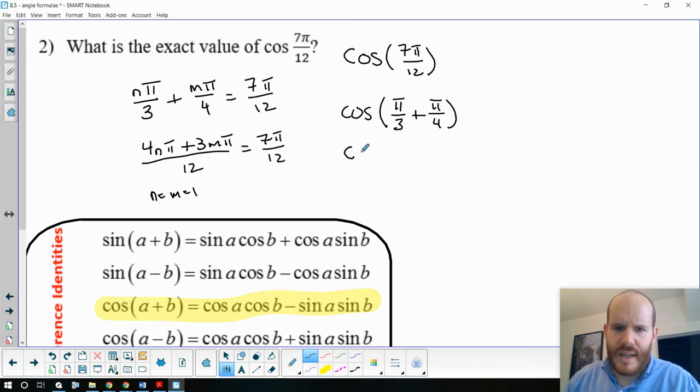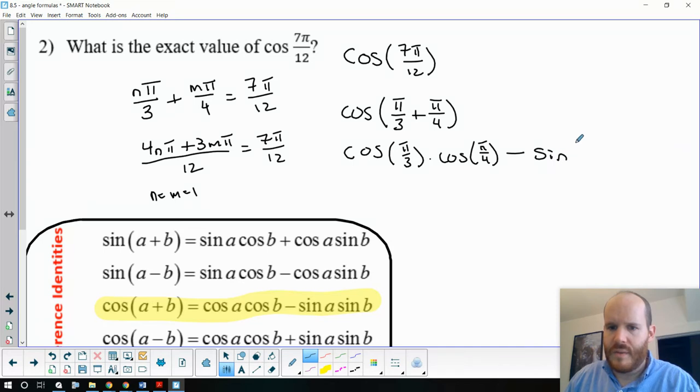And I can rewrite this as cosine of the first angle, pi over 3, times cosine of the second angle, pi over 4, minus, notice that for cosine, the signs between these two functions are opposite, sine of the first angle, pi over 3, and sine of the second angle, pi over 4.